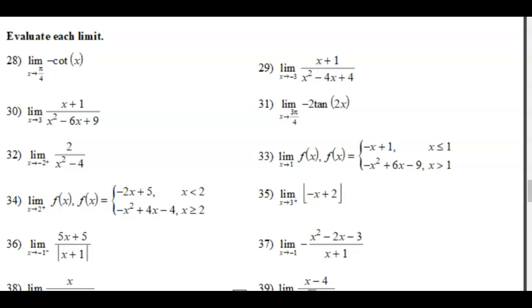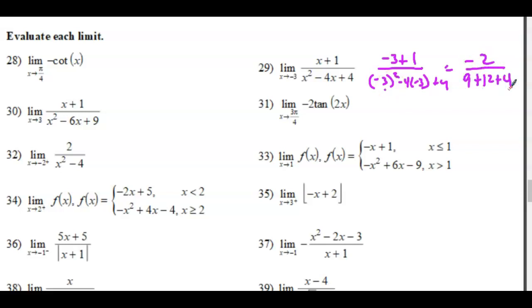All right. Here we go. Once again, we're finding the limit at a number. We're not finding the limit at infinity. So we always start with direct substitution. So let's do that. I get negative 3 plus 1 over negative 3 squared minus 4 times negative 3 plus 4. That gives me negative 2 over 9 plus 12 plus 4.